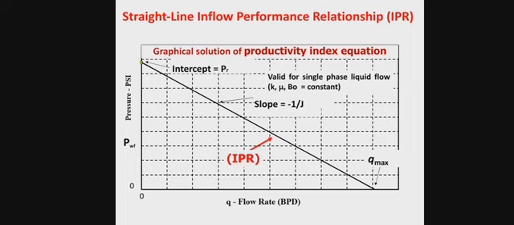When you graph it on a graph paper, you simply have this, and the slope is -1 over J. Why is it -1 over J? Because the productivity index is the flow rate divided by the pressure drawdown, and the slope of this line is delta y over delta x. It is the reverse of the productivity index. The reason why we have a minus is because the line is declining.